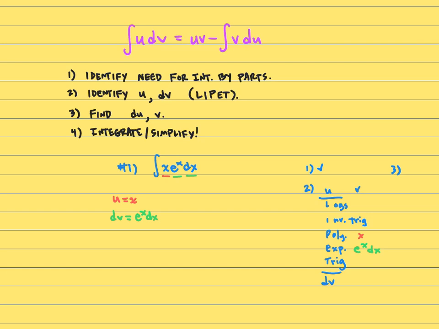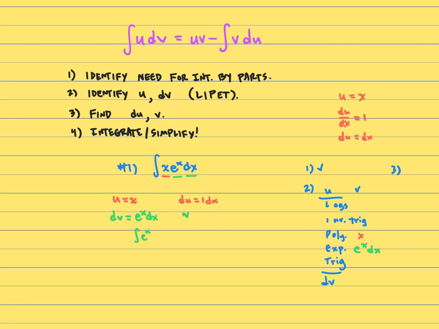So step 3 is to find du and v. Okay, so I'm going to find du. If u equals x, then du is equal to 1 dx. So how did I do that? Here u is equal to x. I took the derivative of u, du/dx, with respect to x, and I got 1. But I don't necessarily want to know du/dx. I want to know du. So I multiply both sides by dx. You're always going to end up with that dx over on the right side. So du equals dx.